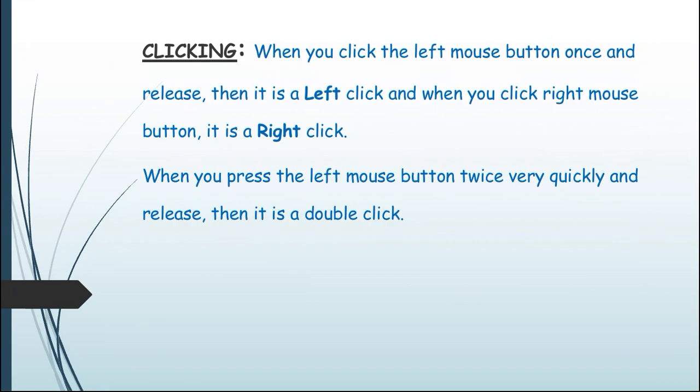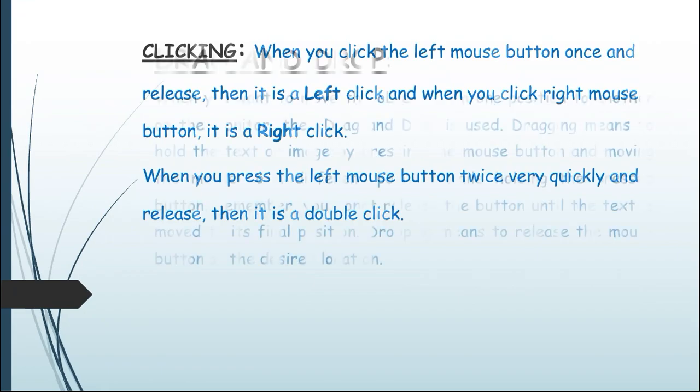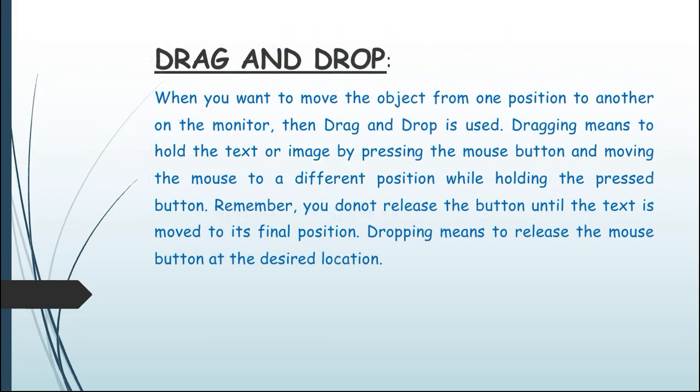So the thing which a mouse can do for us is clicking. When you click the left mouse button once and release, it is a left click, and when you click the right button, it is a right click. When you press the left mouse button twice, very quickly, and release, it is a double click. Like if you click once, left click. If you click the right side once, right click. If you click the left one twice, you'll select something on your screen, and it is a double click. Like clicking something twice is a double click.